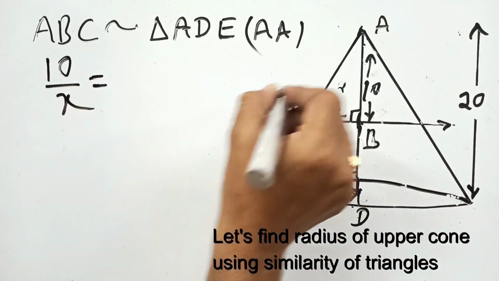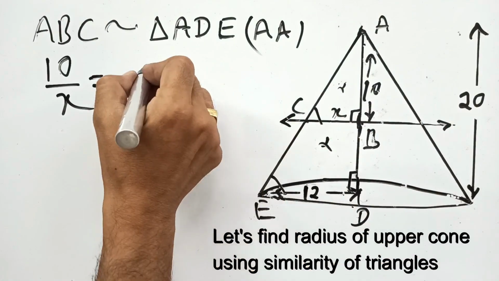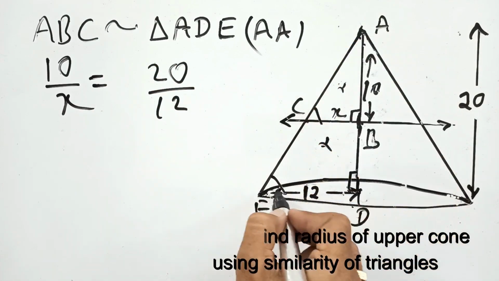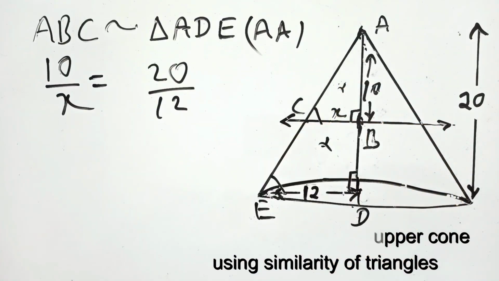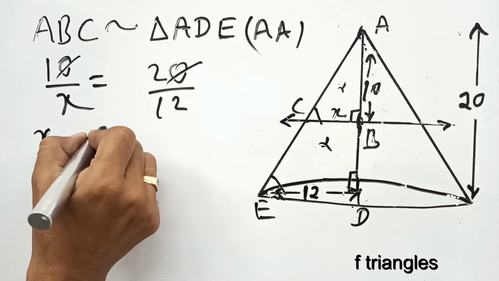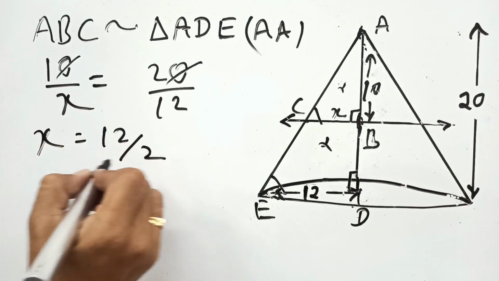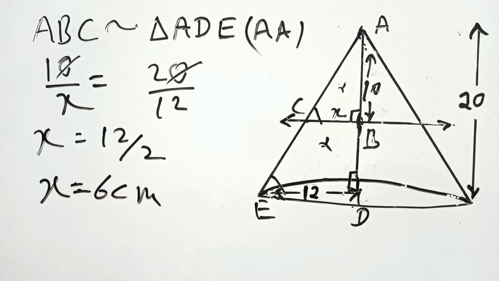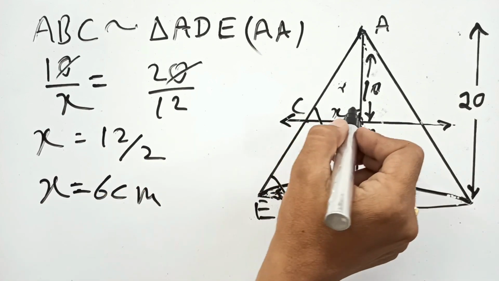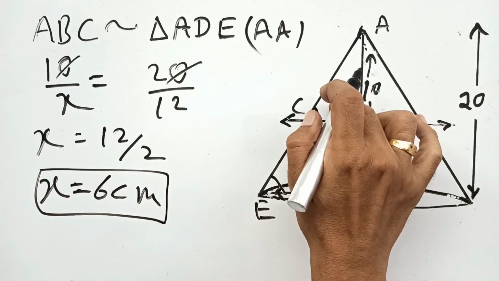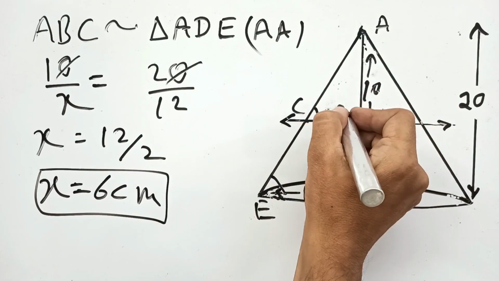10 upon x will be this 20 upon 12. Proportional sides are equal. 0 cancel. So x is equal to 12 upon 2. So x is 6 centimeter, the radius of this upper cone. So we can write here 6 centimeter.